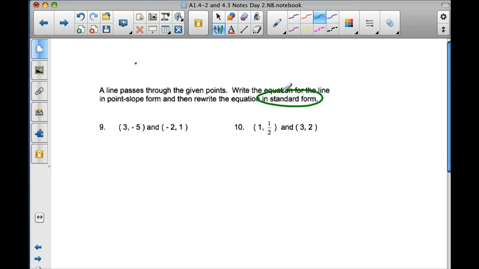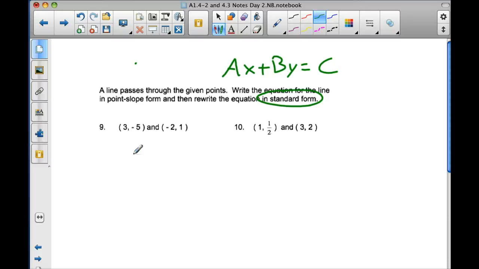Standard form: Ax plus By equals C. No negatives, no exponents, no fractions, no decimals. A and B can't both be 0. A's got to be positive. Okay?